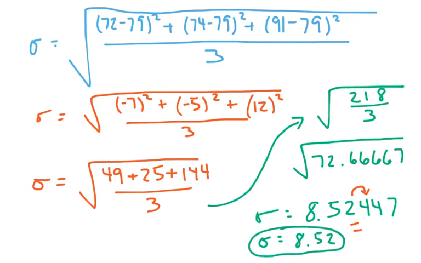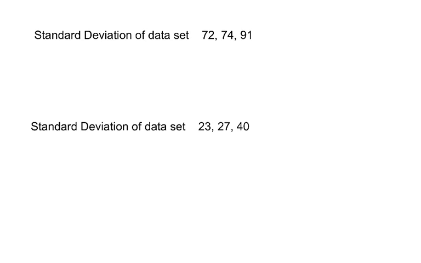You might be thinking, okay, the formula is not as scary as I originally thought. I sure hope that's where you are. But you also might be thinking, what is this useful for anyway? I mean, it's a neat little calculation, but it tells us how spread out a data set is. Let's take a look at what I mean. We found the standard deviation of the data set 72, 74, 91. We found that that standard deviation was 8.52. The standard deviation of a different data set, 23, 27, 40, turns out to be 7.26. You can calculate that on your own for practice. It's probably a good idea. See if you can do that one.